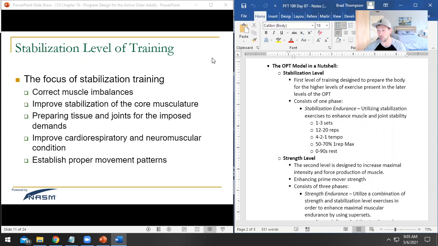It also does improve your cardiorespiratory system. Stabilization is like 7 seconds per rep, and the reps are like 12 to 20. So you end up being very aerobic when you're lifting stabilization. It really does kind of feel like cardio sometimes, especially if you do it as circuit training. So it's really good at improving your cardiorespiratory and neuromuscular condition, obviously neuromuscular because of all the unstable movements.